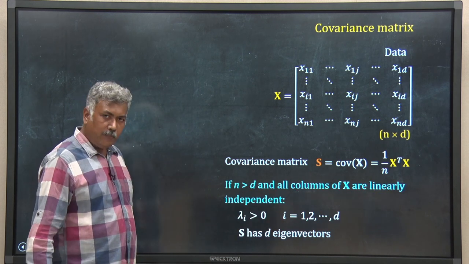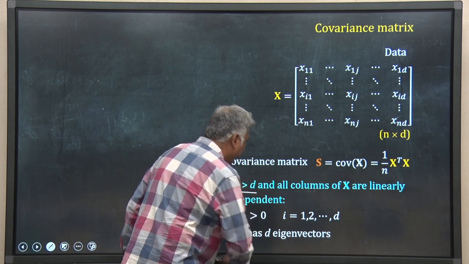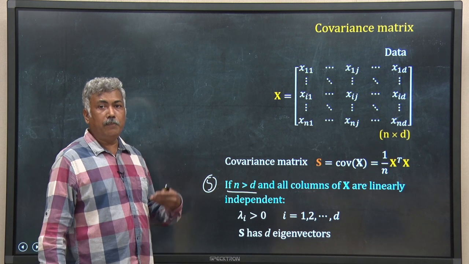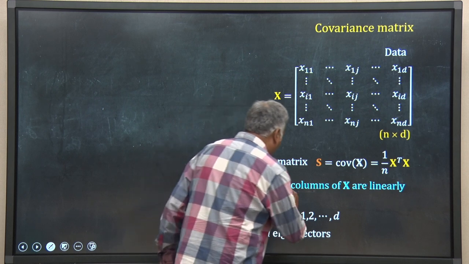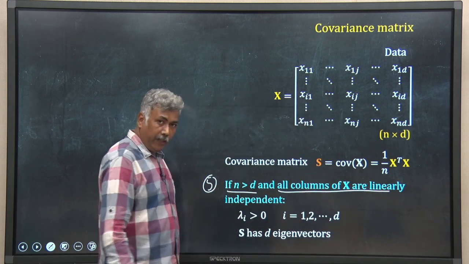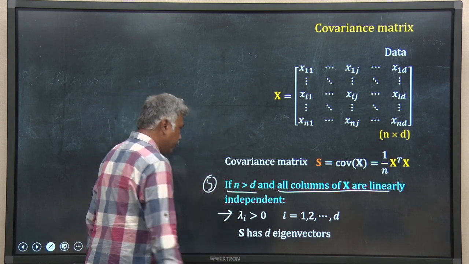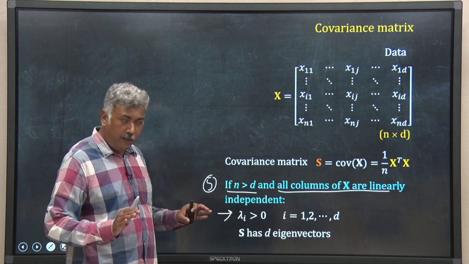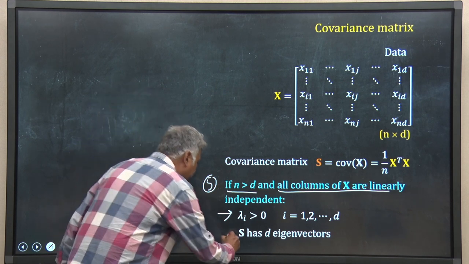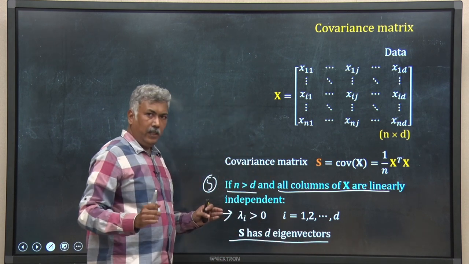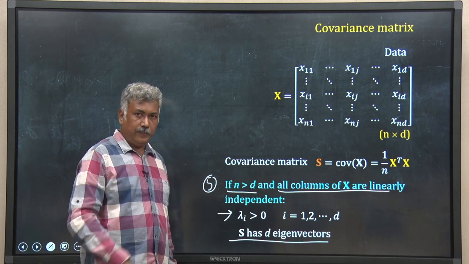Then there are a few other important properties. If n is bigger than d, that means the number of samples is bigger than the dimension, the number of variables in the data, and all columns of X are linearly independent. If these two properties are met, then all the eigenvalues will be positive. And as these eigenvalues are distinct, I will have d eigenvectors. So, if I have d variables, I will have d eigenvectors.